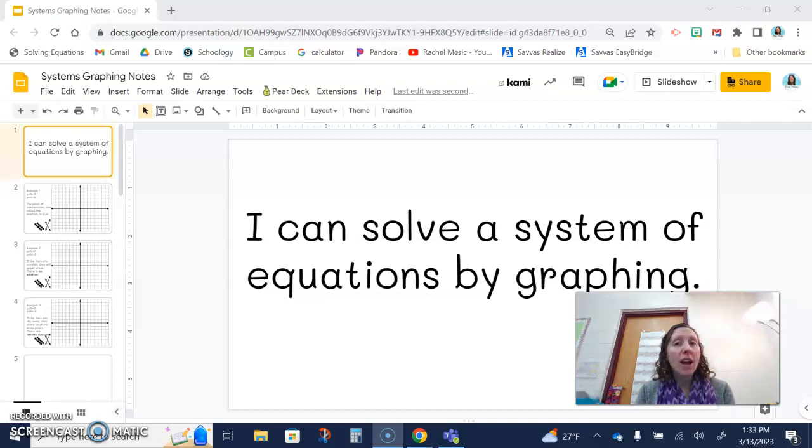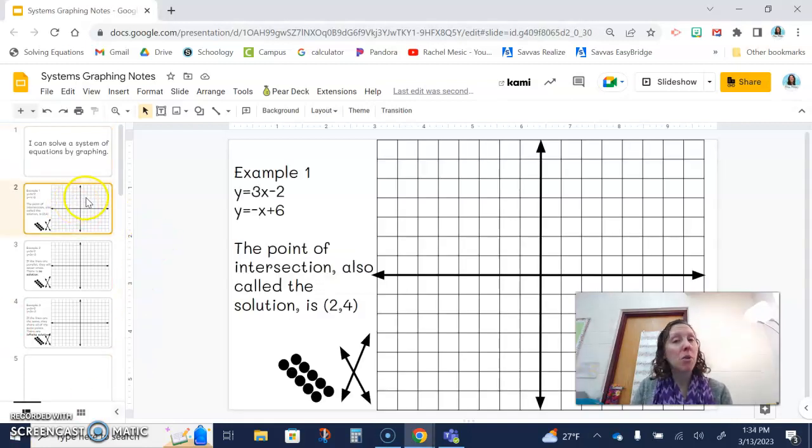Today you are going to graph a system of equations. And what that means is you are going to make two lines and figure out the point where the two lines intersect. All right, so here's example number 1.